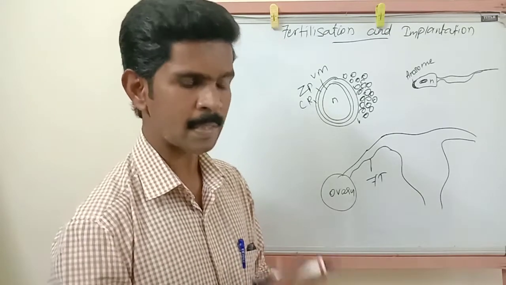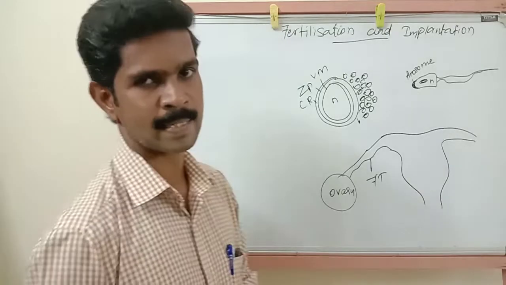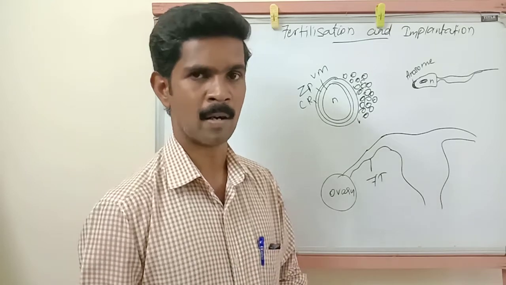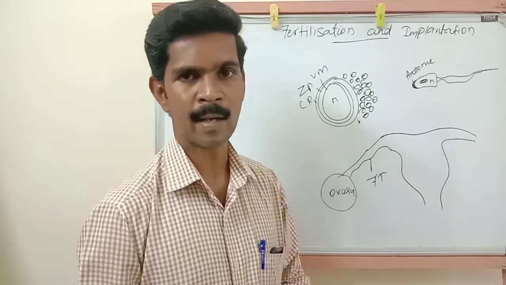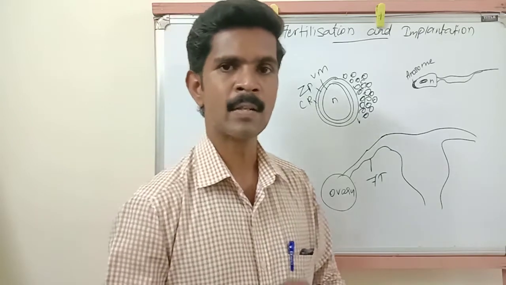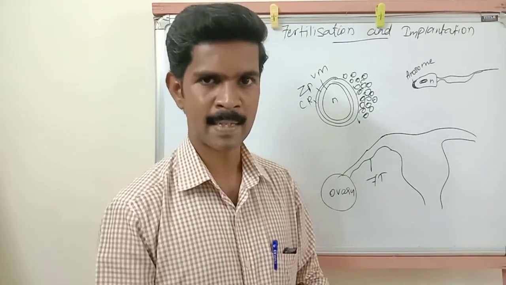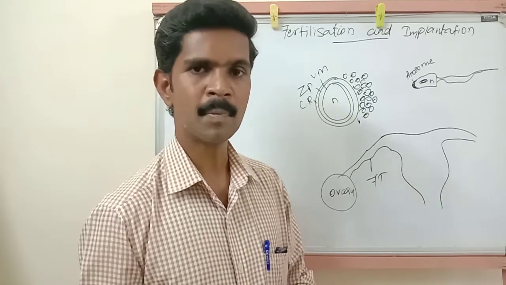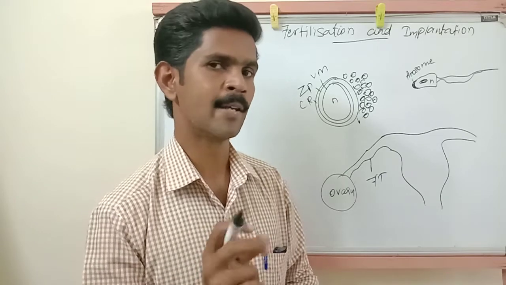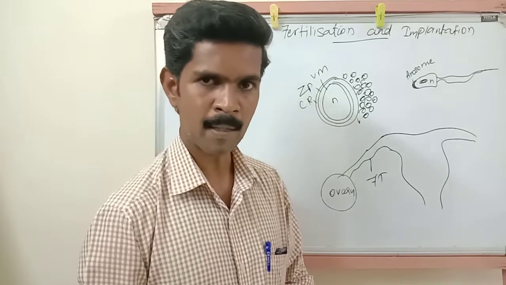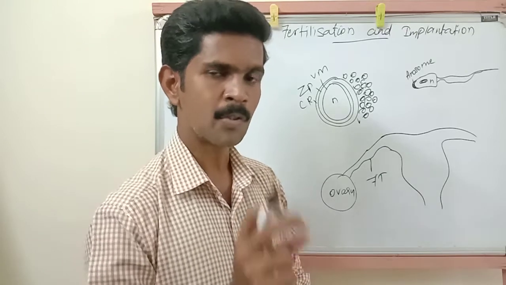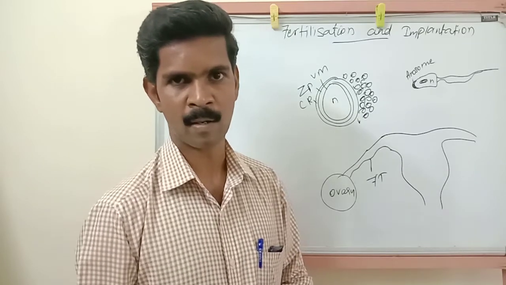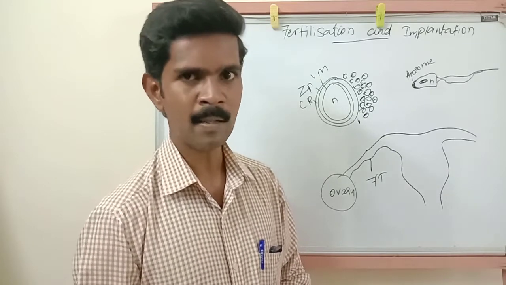In previous classes I already explained that the male sex cell is called sperm, and it is in haploid condition. The female sex cell is called ovum or egg, and it is also in haploid condition. So the fusion or joining of a haploid egg cell and a haploid sperm cell is called fertilization. At the end of the fertilization process, from two haploid sex cells, one diploid zygote is formed.